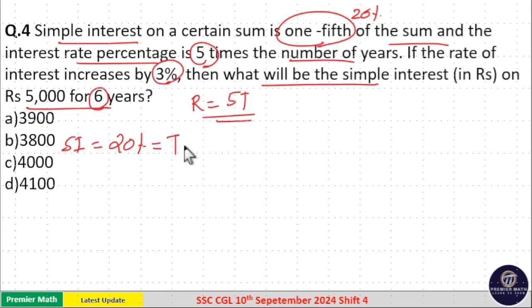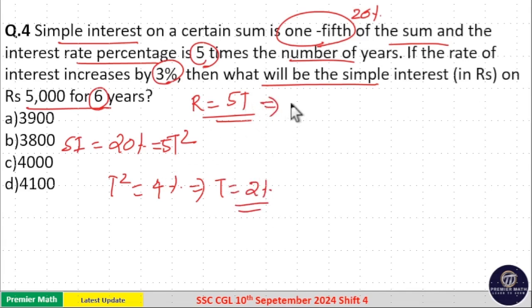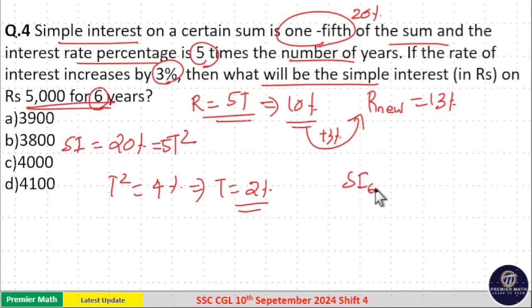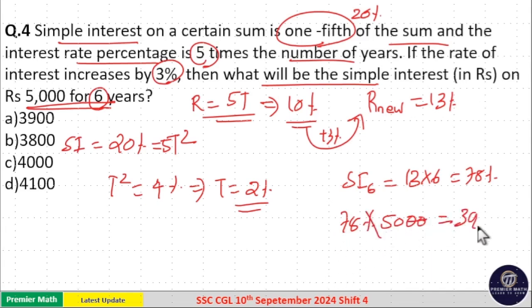So, r is equal to 5t means this is equal to 5t square. That is, t square is equal to 20 by 5, 4. Means t is equal to 2. If t is 2, rate is equal to 5 into 2, that is 10%. Now, rate increases by 3%, which means new rate is equal to 13%. Now, we need simple interest for 6 years for 5,000 rupees. Simple interest for 6 years is equal to 13 into 6, which is 78%. Now we need 78% of 5,000. Percentage and 00 cancel. 78 into 5 is equal to 3,900. Option A is your answer.